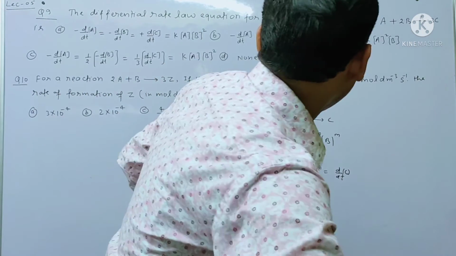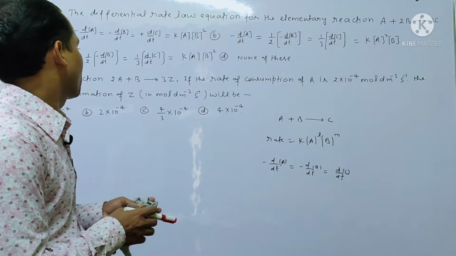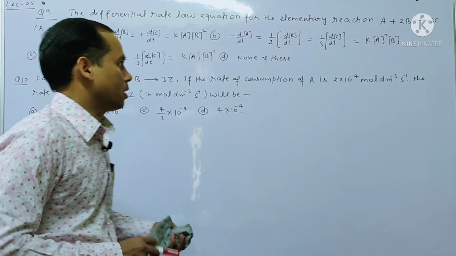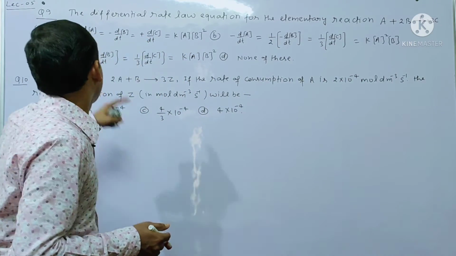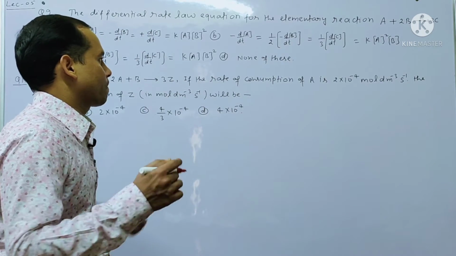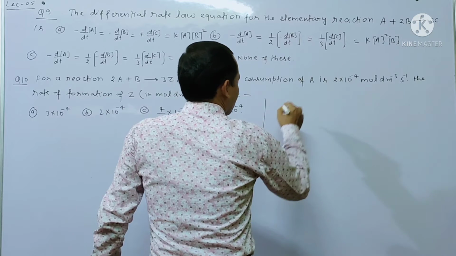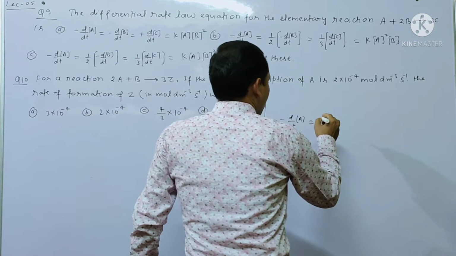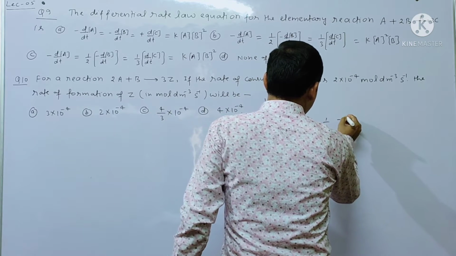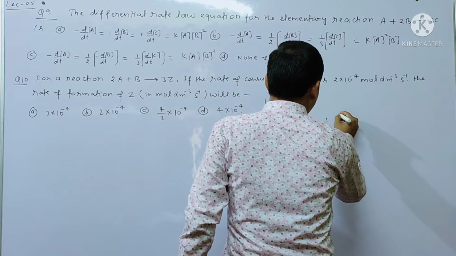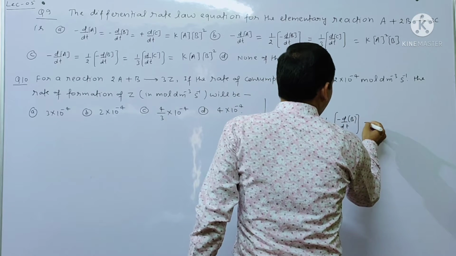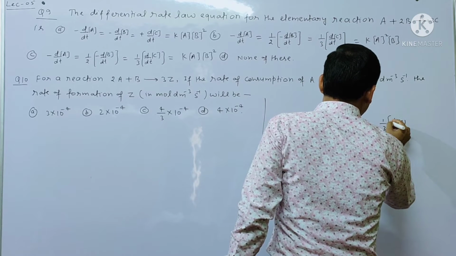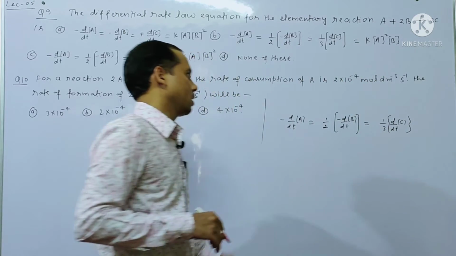So we will discuss it here for this reaction. First of all, write the differential rate law equation for this reaction yourself. Okay, let's start. Minus d over dt of concentration of A equals 1 upon 2 times minus d over dt of concentration of B, and 1 upon 3 times d over dt of concentration of C. So this is the rate law expression for the above reaction.